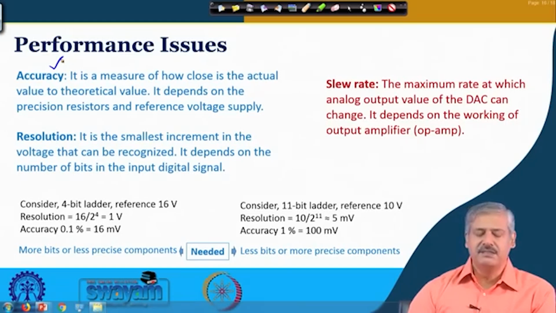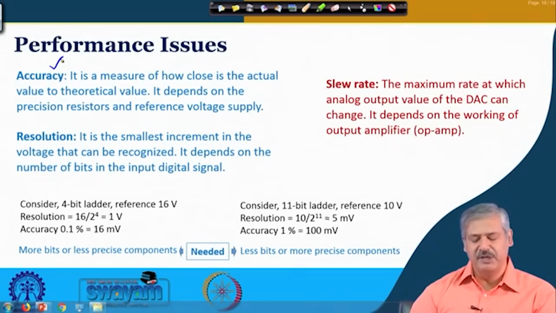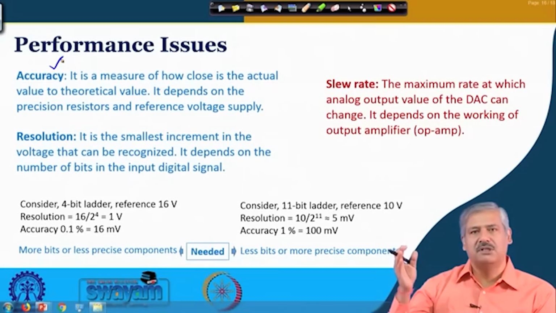Next is resolution. It is the smallest increment in the voltage that can be recognized. Okay. So, this is associated with the LSB, right. It depends on the number of bits in the input digital signal. If the number of bits is small, then of course the LSB related value will be large. If the number of bits is more, then it will be 1 upon 2 to the power n, or 2 to the power n minus 1, depending on whether it is ladder based or weighted register based.